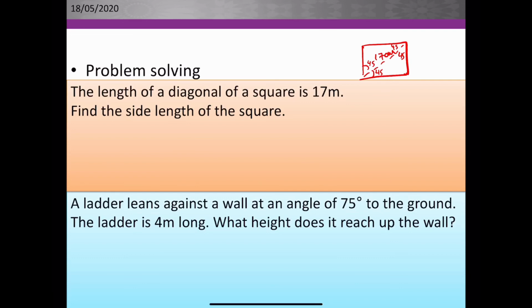A ladder leans against a wall at an angle of 75 degrees from the ground. The ladder is 4 meters long. What height does it reach up the wall? So you're trying to work out this side here.